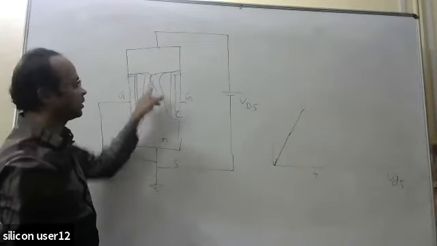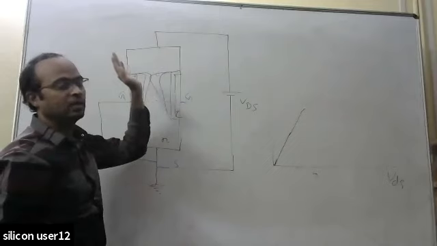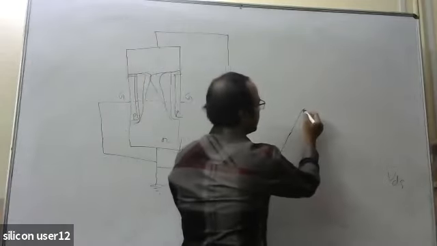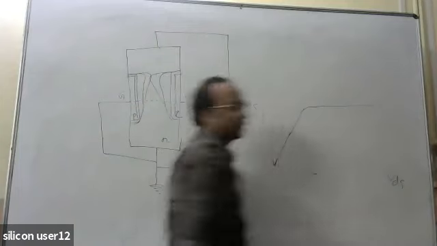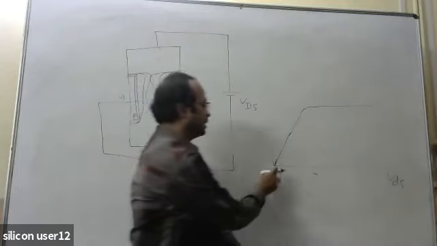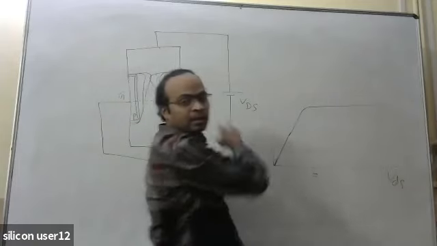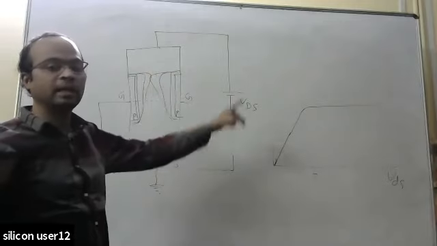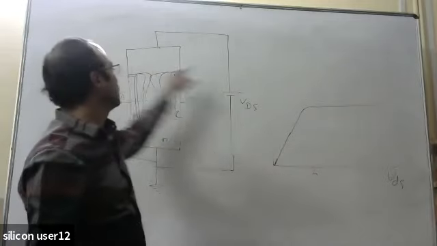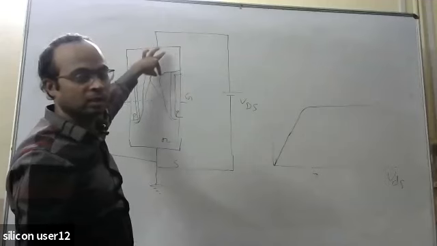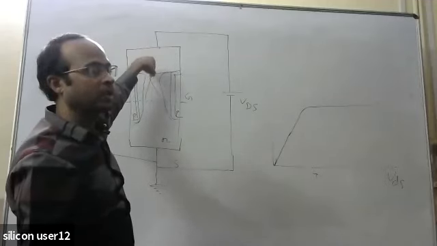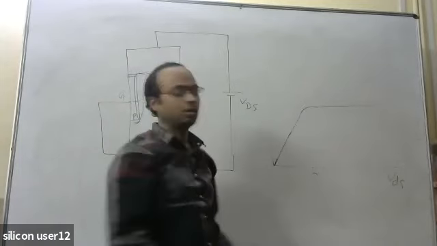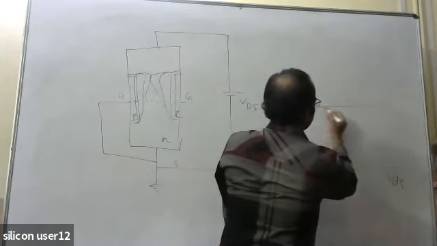Once they touch each other, no more current can flow. That's why the current will be saturated over there. So at this point the current will be almost saturated. Till the depletion regions have not touched each other, the current will go on increasing, and at a particular point when the depletion regions touch each other, the path will be closed. After that the current will not increase anymore; it will be constant at that point.